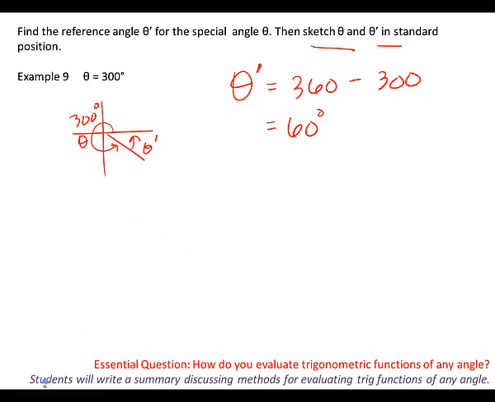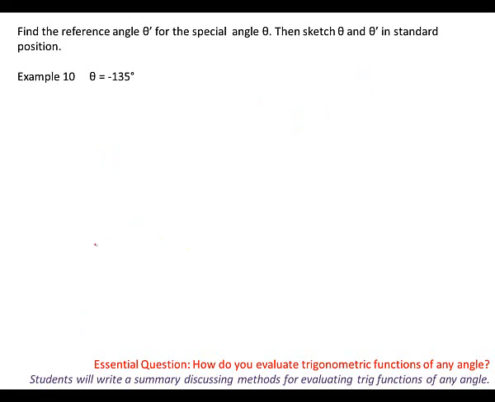All right, let's look at the next one. So this one says I have to go negative 135 degrees. So remember, that means I'm going to go in the opposite direction, right? Which quadrant is that going to land me in? It's going to land you over in 3. So I'm going to be, this is my theta, right? My negative 135.